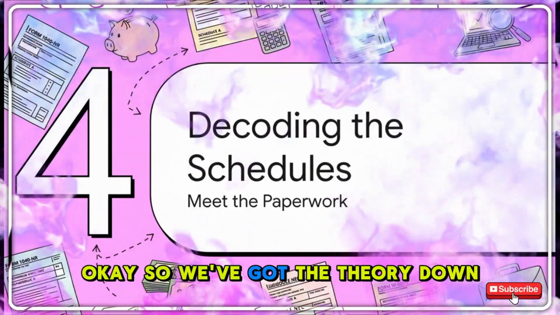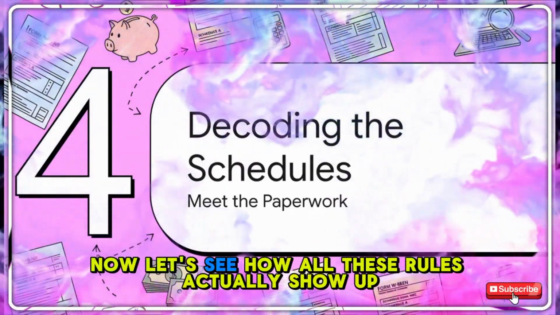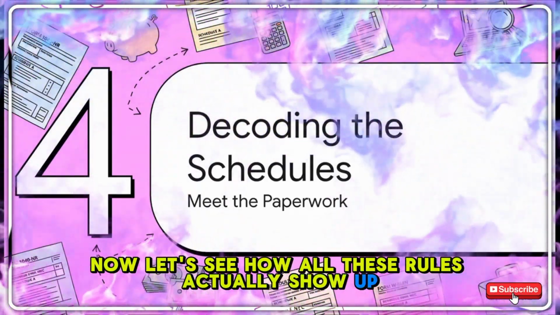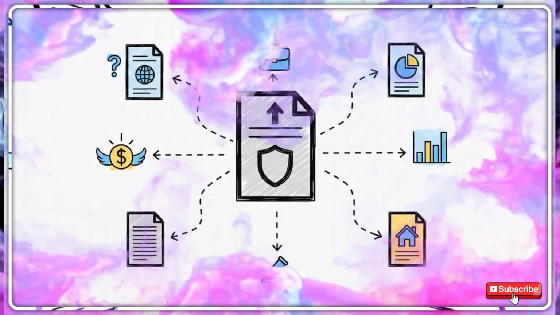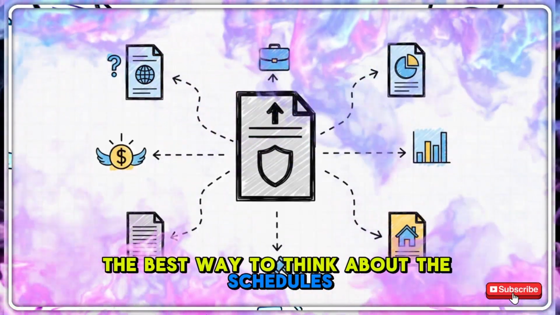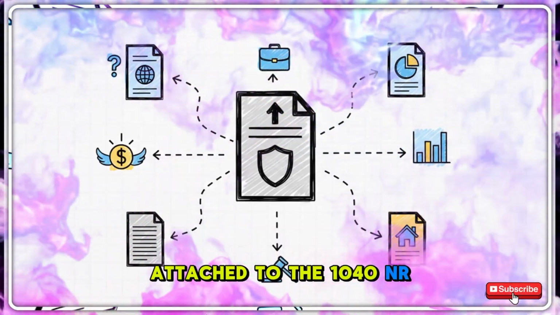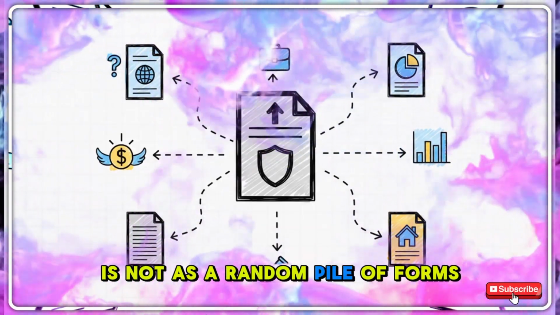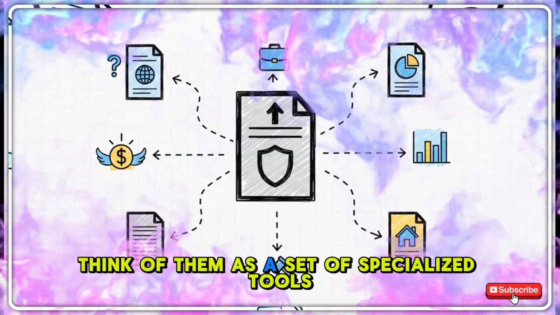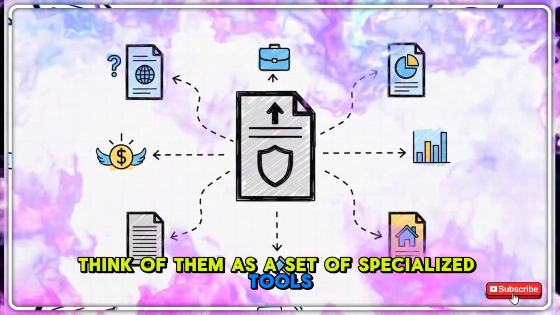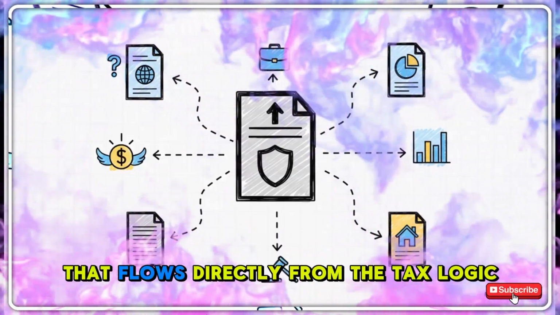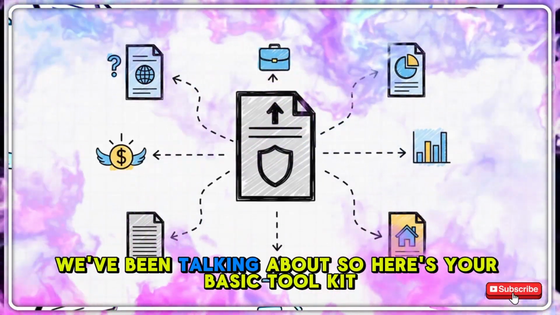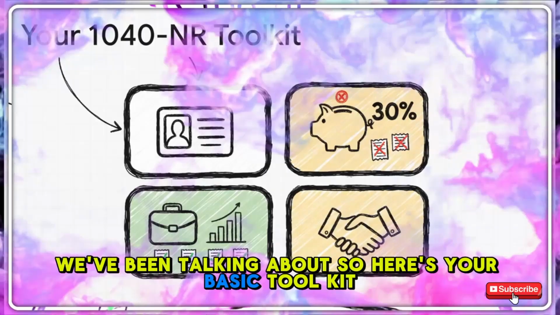Okay, so we've got the theory down. Now let's see how all these rules actually show up on the paperwork. This is where the rubber meets the road. The best way to think about the schedules attached to the 1040NR is not as a random pile of forms. Think of them as a set of specialized tools. Each one is designed to do a very specific job that flows directly from the tax logic we've been talking about. So here's your basic toolkit.